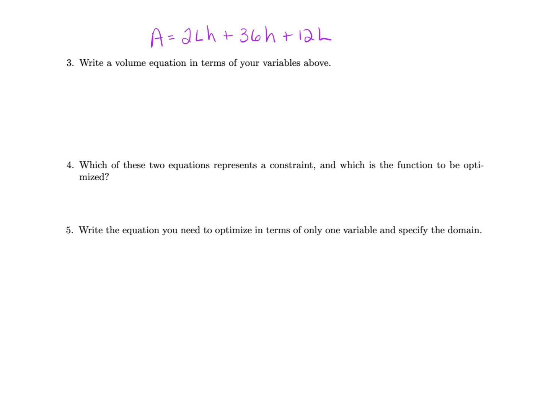Okay, next I'm being asked to write a volume equation in terms of your variables. Well, the volume of my box is L times H times 12. And they told me that each of those 2 compartments holds 72 cubic inches, which means the total volume together would be 144 cubic inches.